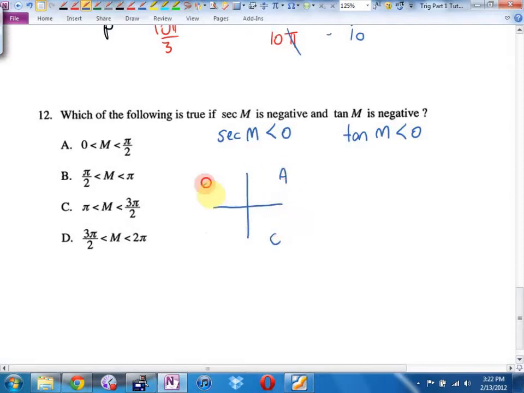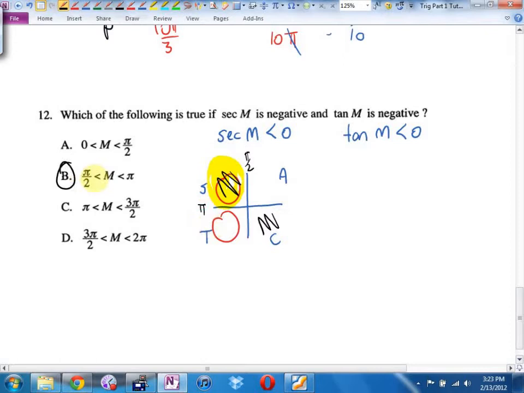C A S T. I don't have a rule for secant. Spence, what does secant go with? Cosine. Cosine is negative according to this question. That's going to be here and here. And I do have a rule for tangent. Tangent is negative here and here. Where's the overlap between which two angles? What angle is this up here? Pi by 2? How about here? Between pi by 2 and pi. Has to be.